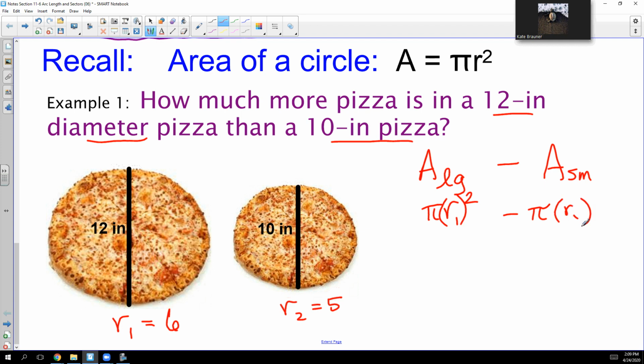So we'll say pi times r sub 1 squared minus pi times r sub 2 squared. Why am I writing a sub 1 and a sub 2? Just to distinguish between the two different radii of those pizzas. That's the only reason why. So pi times 6 squared minus pi times 5 squared. So 36 pi minus 25 pi gives you 11 pi.